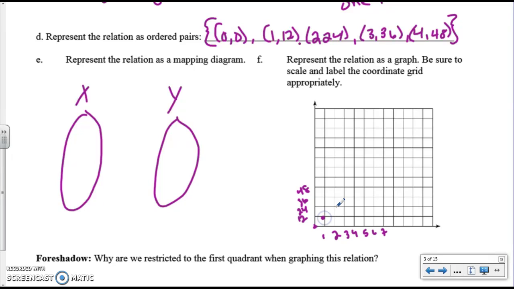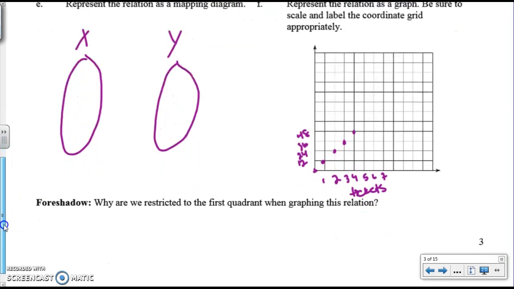So my graph is actually going to look like this. Now notice I didn't draw a line in there, and I didn't connect my points, and I didn't do any extra points. That's because this is a specific type of problem called a discrete function, and we don't actually connect them because you can't buy, in this case, 1.5 tickets. Okay, so that's why we don't draw it in.